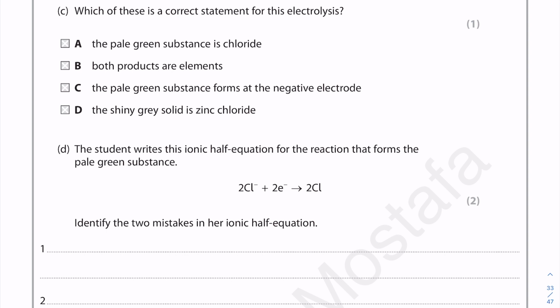Question C. Which of these is the correct statement for this electrolysis? The pale green substance is chloride. No, the pale green substance is chlorine. Both products are elements. Of course, zinc and chlorine are elements. The pale green substance formed at the negative electrode. The pale green chlorine should form at the positive electrode, not the negative electrode. The shiny gray solid is zinc chloride. No, the shiny gray solid is zinc only. So the only correct answer is B.